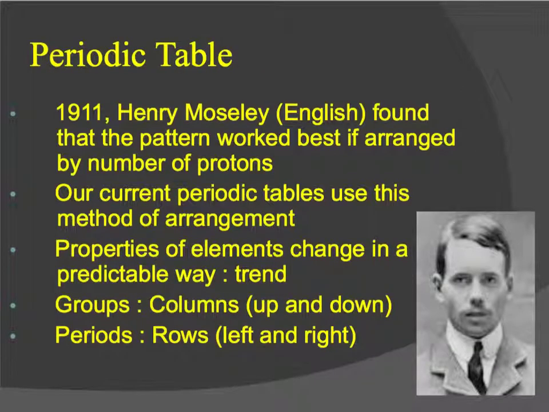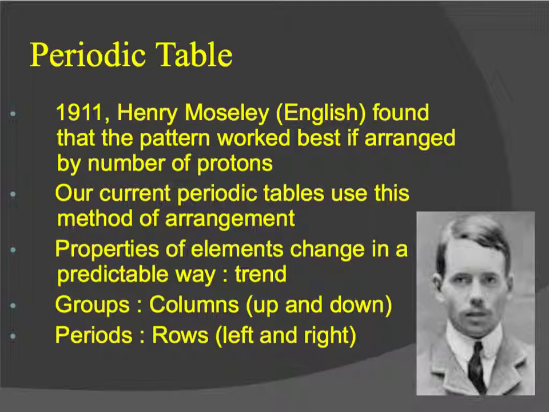Okay, now let's talk about the periodic table that we all know and love, the one that you have printed out, the one that's on the wall that you're familiar with. It was created in 1911 by a guy named Henry G.J. Moseley, who was English, and he found that the pattern of elements worked best if they were arranged by number of protons, otherwise known as the atomic number. That's the same as the number of protons, you might remember. So obviously, that's the arrangement that our current periodic tables use.